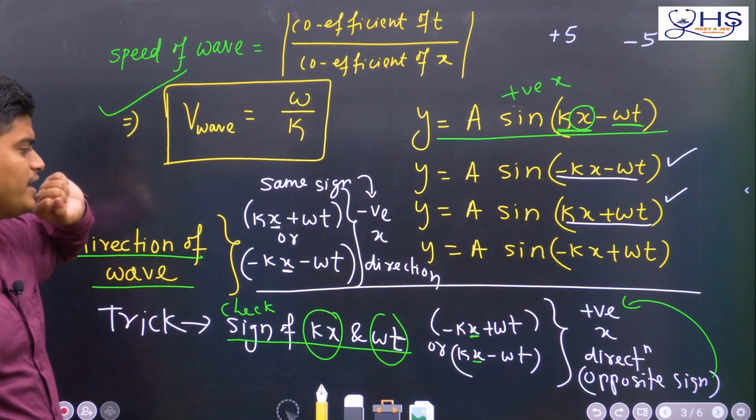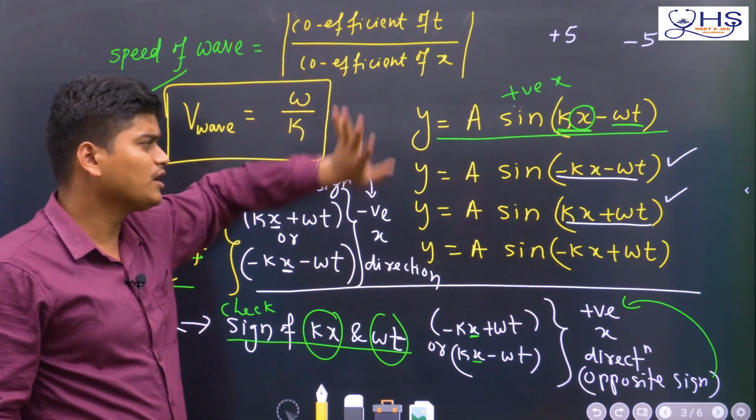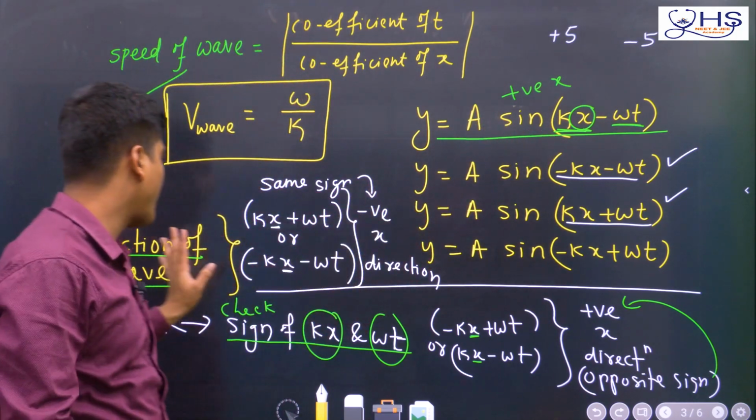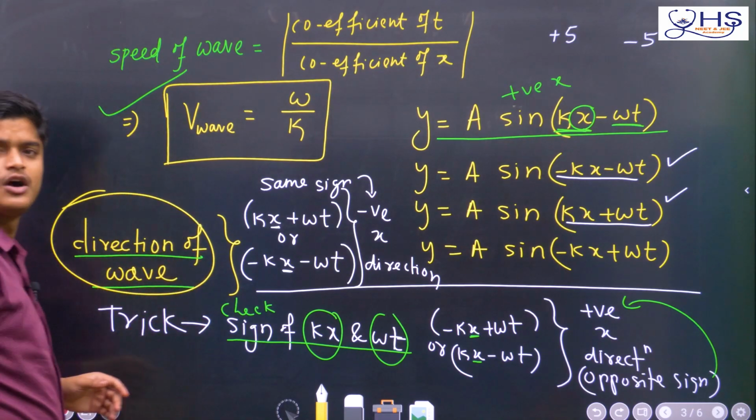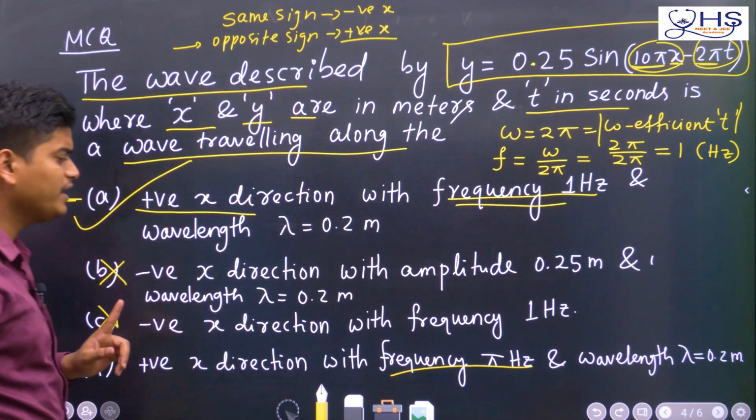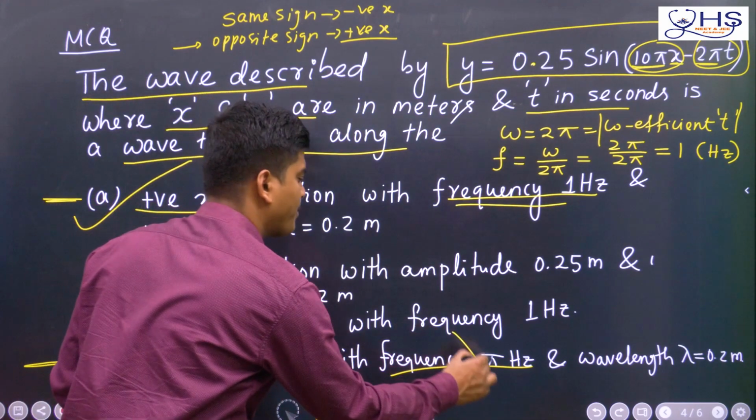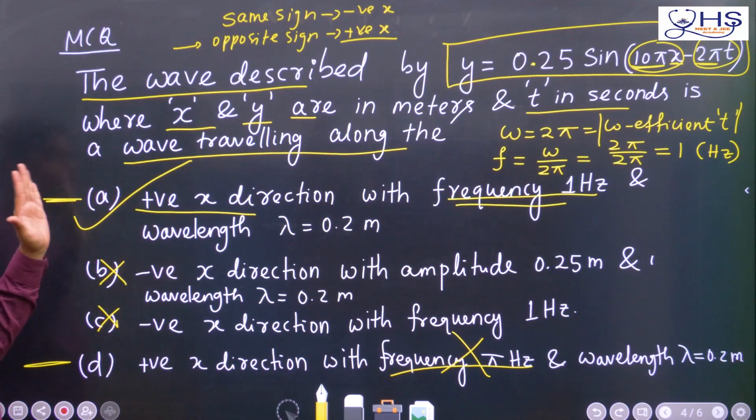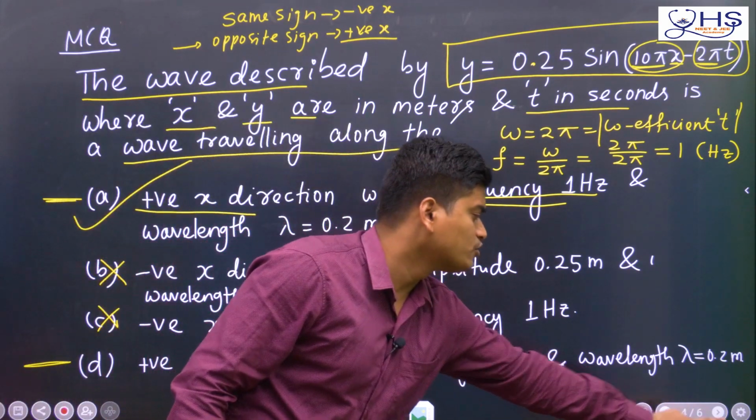Okay, so speed you are finding, so no need to take minus plus here, but minus plus you consider when you are finding the direction of wave. Okay, so keep this idea in mind. Now I hope you understand this question perfectly. So this answer will not be correct because it is given pi hertz, so the answer will be only A. Now come to the next question.